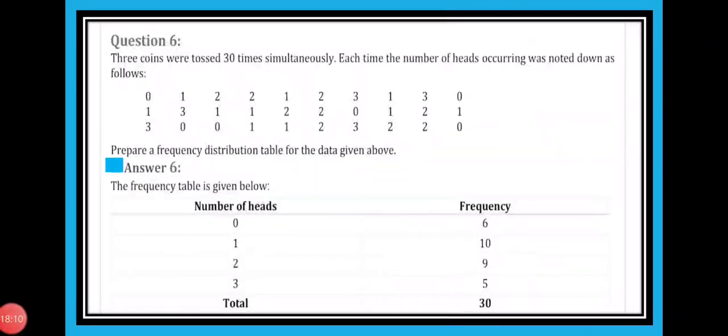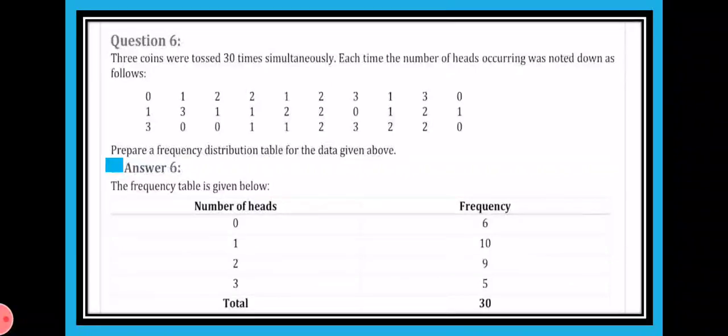Next, question number 6. 3 coins were tossed 30 times simultaneously. Each time the number of heads occurring was noted down as follows. Prepare a frequency distribution table for the data given above. It's a very simple question. So for the answer, the frequency table is given below.